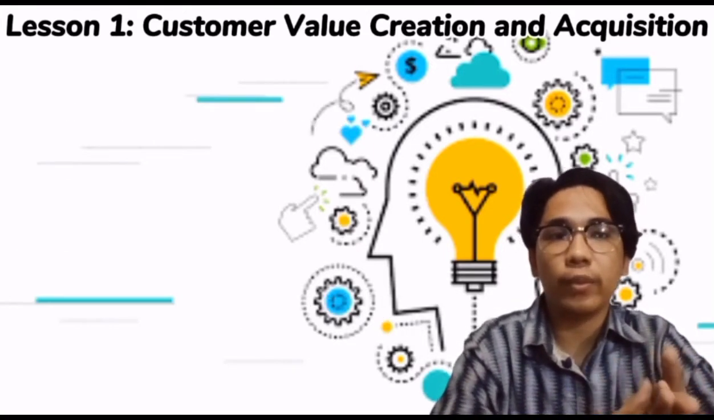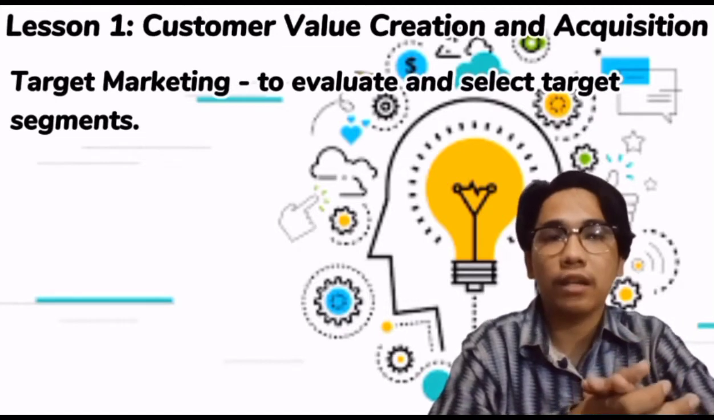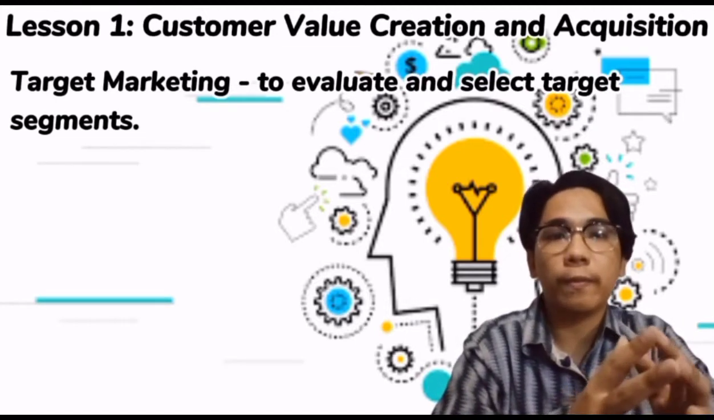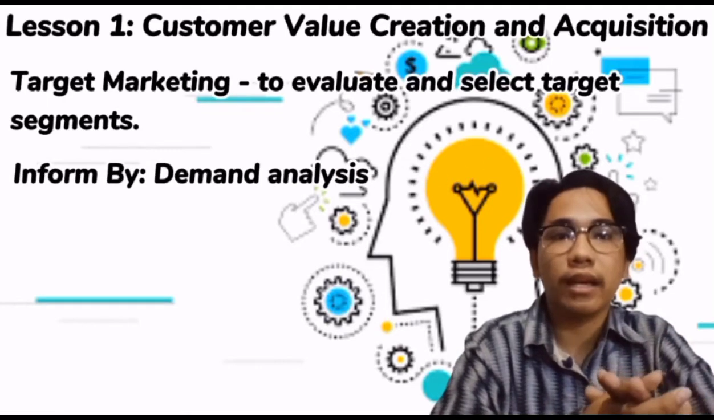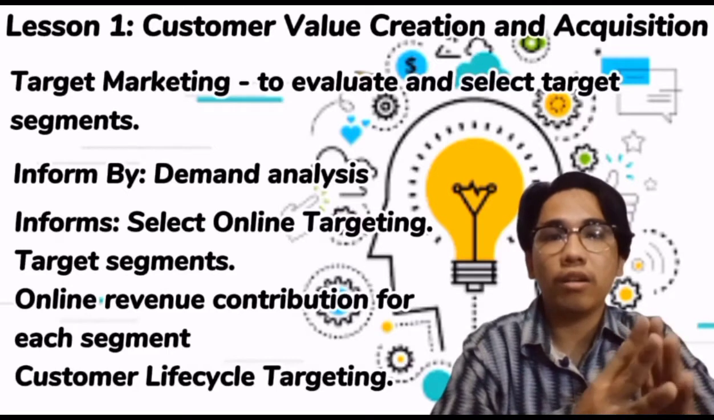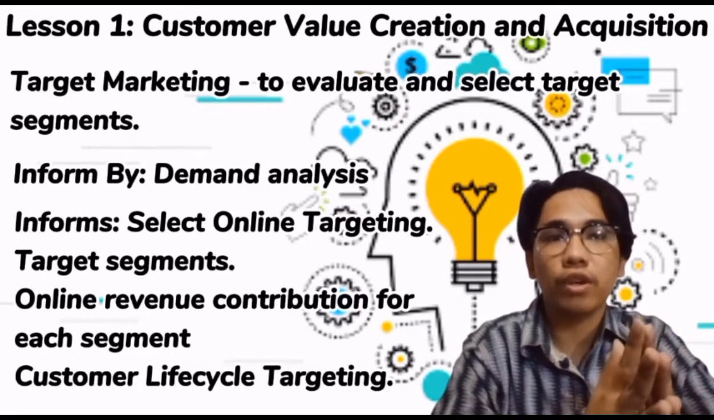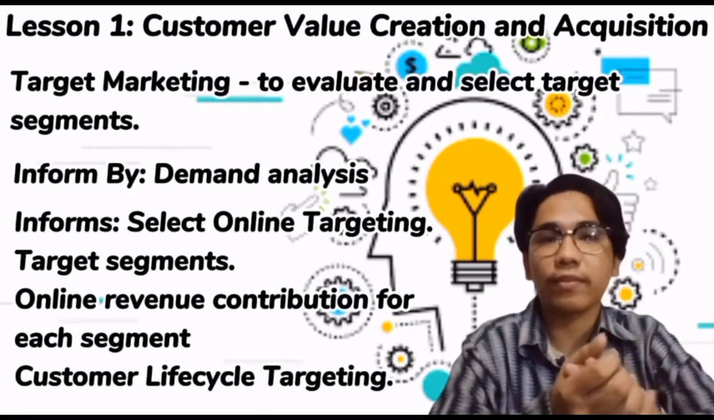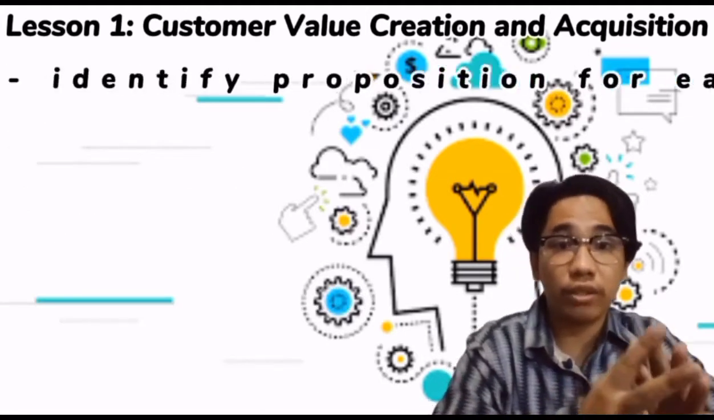Second stage, we have target marketing. To evaluate and select target segments. It's informed by demand analysis, and the outputs of it are select online targeting, online revenue contribution for each segment, and customer lifecycle targeting. Next is positioning.